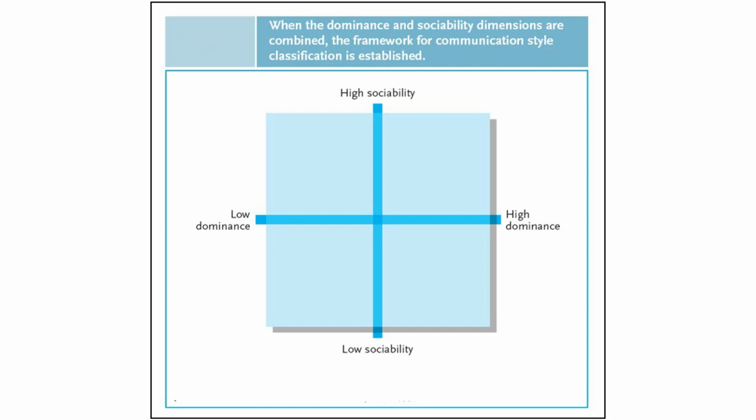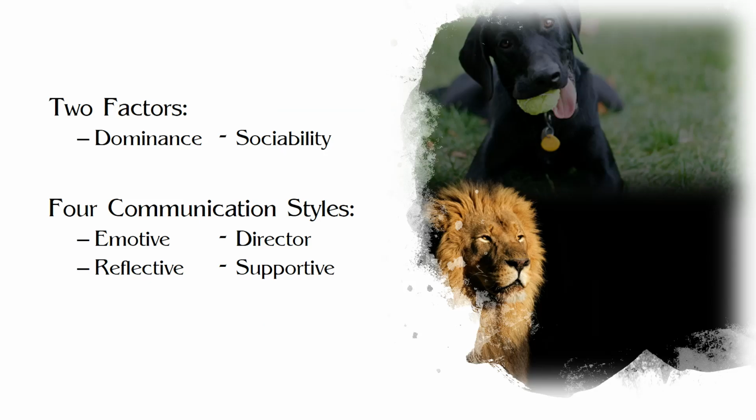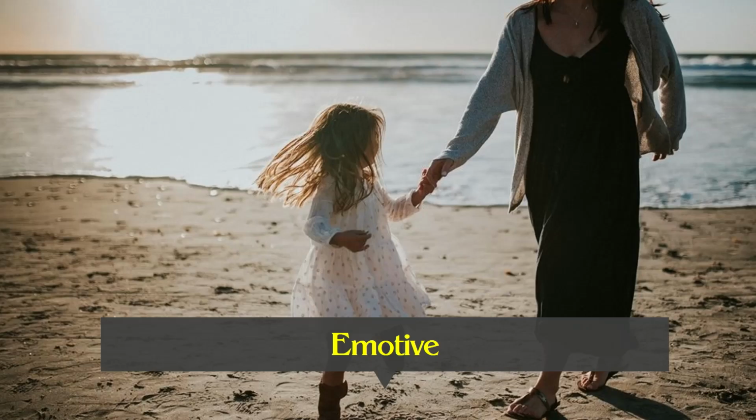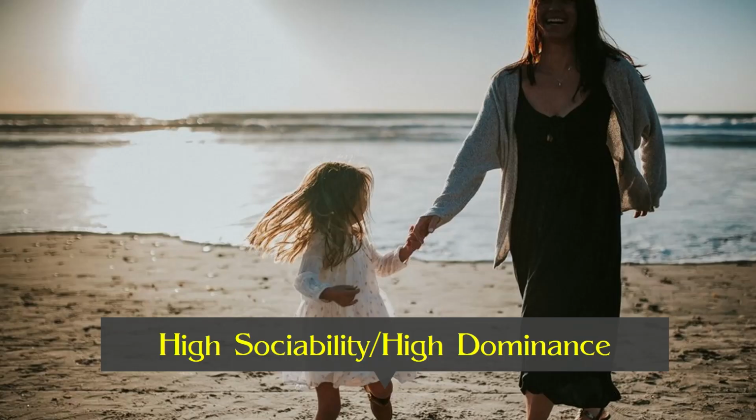Let's keep going. Now here we've got a little bit more information when it comes to communication styles. We have the two factors, dominance and sociability, and we have the four communication styles. As you notice, we're using different terms here. There's emotive, there's director, there's reflective, and there is supportive. You'll recognize them right away. So let's look at emotive. Emotive is high sociability and high dominance.